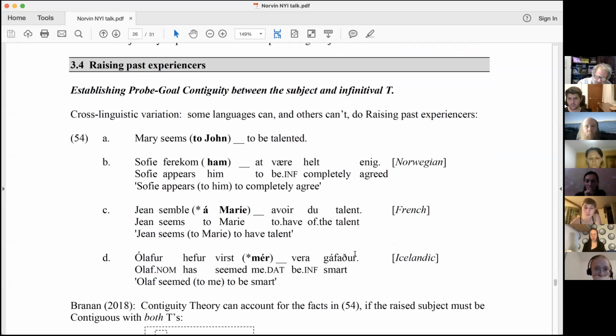This is brilliant work by Kenyon Brannon, who noticed we can use the account that we've established here to deal with a contrast that you see in 54 between languages like English and Norwegian, which allow you to do raising across experiencers, allow you to say things like Mary seems to John to be talented, as opposed to languages like French and Icelandic, which do not allow you to say that. So John seems to Mary to have talent.